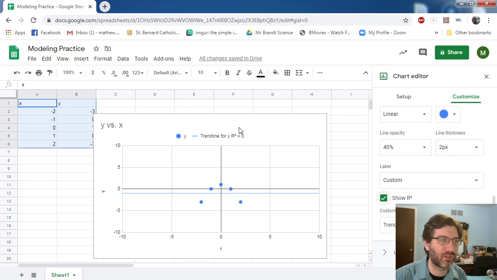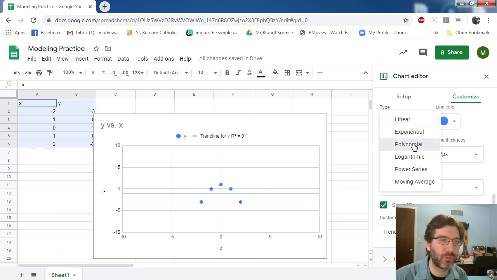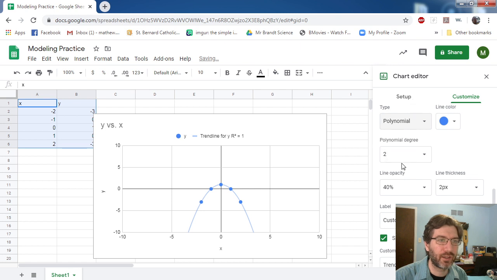So again, you get an R squared value of 0. However, if we go over to polynomial, and we change this here, your degree of polynomial, we want to keep this as a 2, but just so you know, you can do third degree polynomials or whatnot. And our R squared condition now goes to a 1, which is a perfect fit.